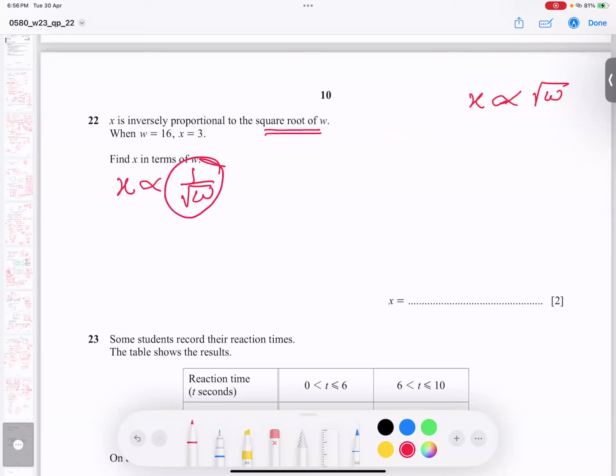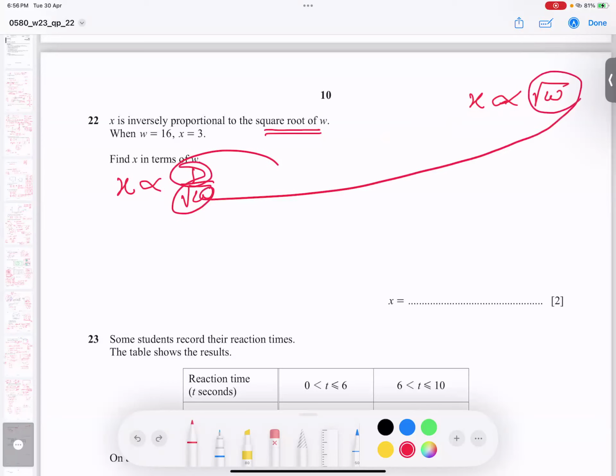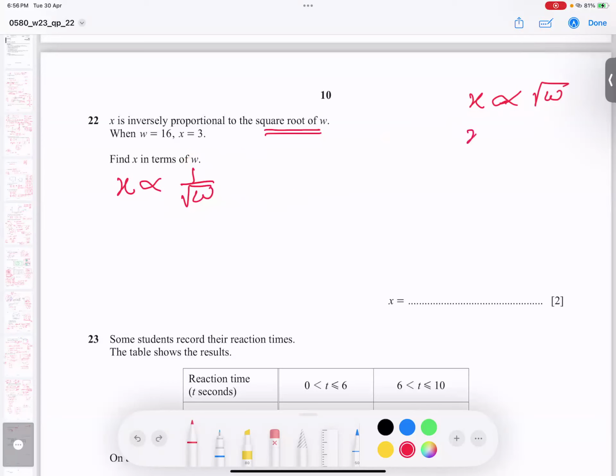This is called inversely, this is called directly. With one up and this down is called inversely, this is called directly. When I remove this, k comes beside this, which is called directly proportional. And when I remove this, I get a k in the numerator.